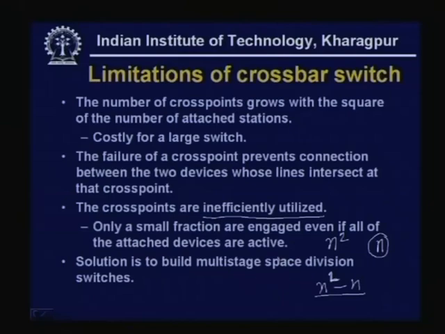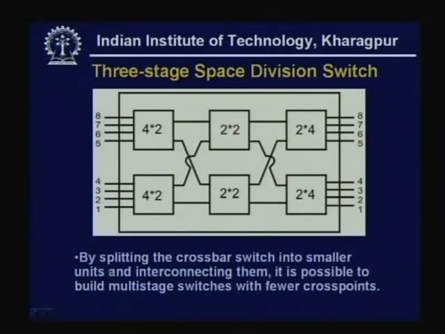What is the solution to this? What is the other alternative by which the efficiency can be increased? One better alternative is to use multi-stage switches. What is being done here? By splitting the crossbar switch into smaller units and interconnecting them, it is possible to build multi-stage switches with fewer cross points. Here the example shown is a small 8 by 8 switch. You have 8 inputs and 8 outputs. Instead of a single stage crossbar switch, here you have a 3 stage crossbar switch.